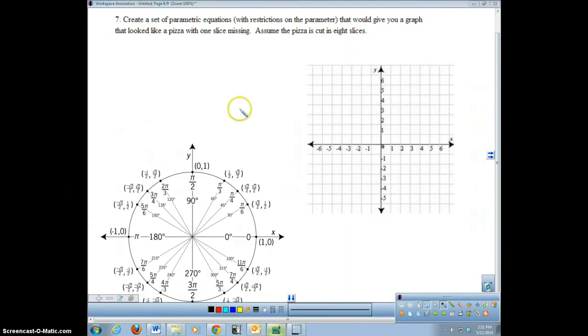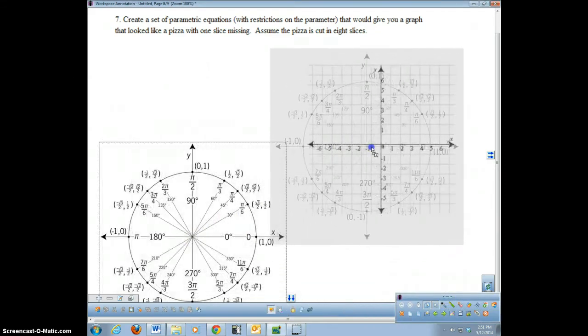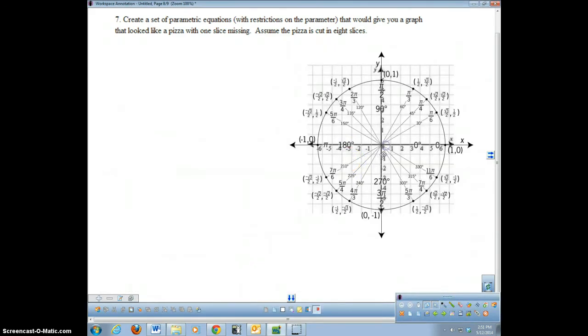I'm going to run out of room here. So we're going to create a set of parametric equations that would give a graph to look like a pizza. Well, I got my handy-dandy unit circle here, and I think what I'll do is I'll try to make my pizza the easiest way possible. But let me take my unit circle, and I'm going to overlay it right here.